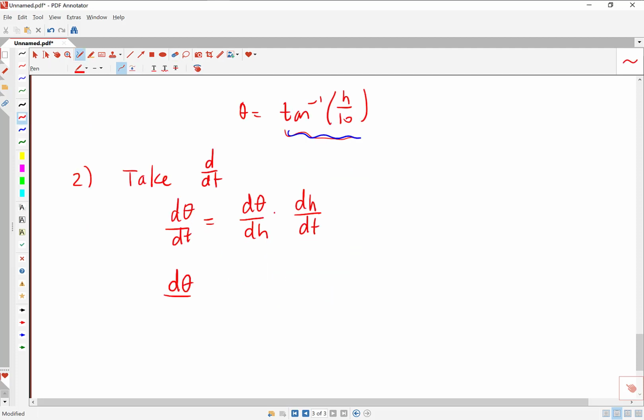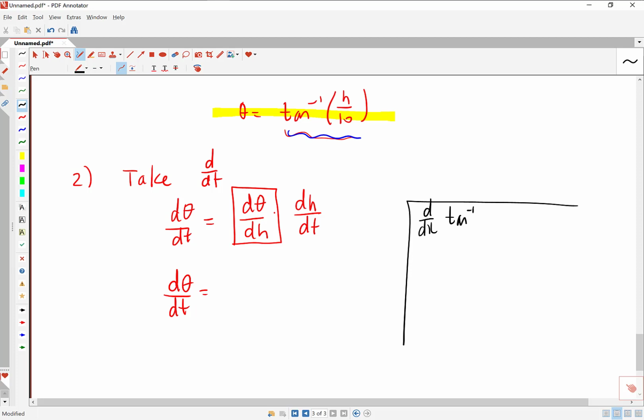d theta by dt, which is what we're ultimately trying to find, is equal to, well, let's figure out this d theta by dh. So we're going to look up at the top of the screen here. We're going to take the derivative of this function with respect to h. Okay, so maybe let's do a refresher here. We need to just remember how to take the derivative of the arctan function over on the side. So derivative with respect to x of arctan x, you may remember, is 1 over 1 plus x squared. If you, say, wrote that in terms of h, that would look like d by dh of arctan of h would be 1 over 1 plus h squared. So that's just that same formula, except in this problem we're calling our variable h instead of x.